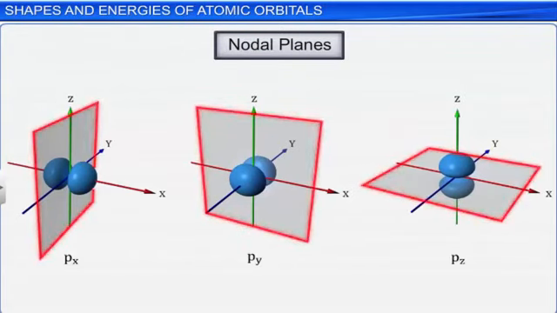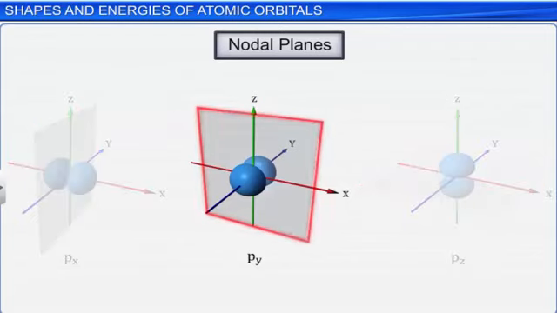Nodal plane is also called angular node, and the number of angular nodes for a p orbital is equal to the value of azimuthal quantum number l.